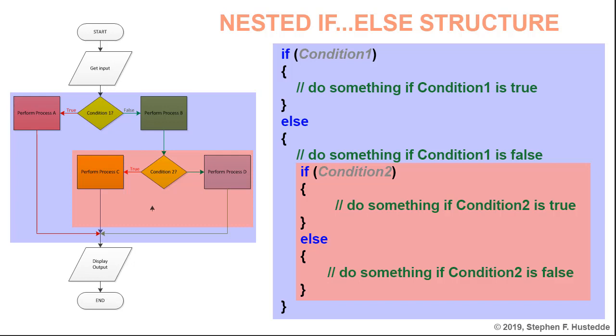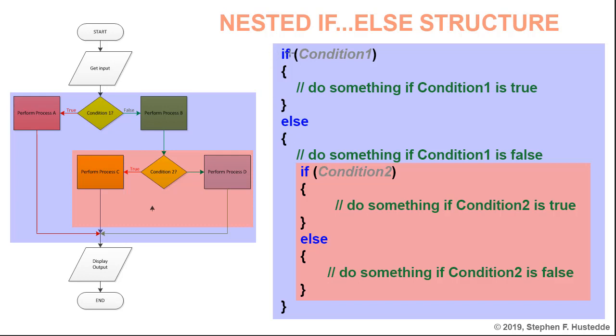So in this example, we're asking a question here, condition 1, whether that's true or false. And if it's true, it's going to take this path and display some output. But if it's false, we're going to do something else and ask another question, in this case, question number 2. And if that's true, we'll perform process C. And if it's false, we'll do process D. So process C and D will only occur if our condition 1 is false. So in essence, we have 3 different routes here: one route, a second route, and a third route.